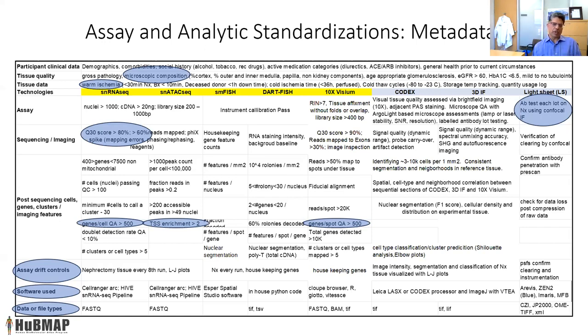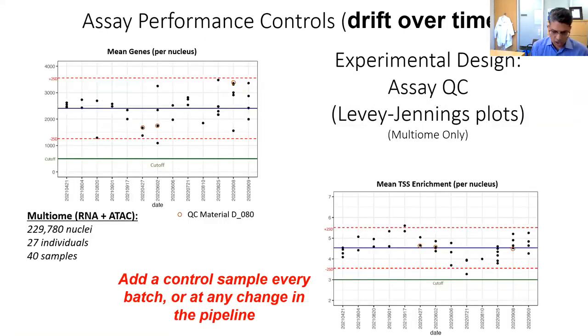Next slide. So when you are doing omic assays over time, you want to make sure that you're not seeing variations because of versions, the kits change, or the software analytical pipelines change. So in KPMP, what we have established is this assay performance control. So these are Levey-Jennings plots that basically plot over time each sample and some QC metric that you can use, for example, genes per nucleus in single cell data.